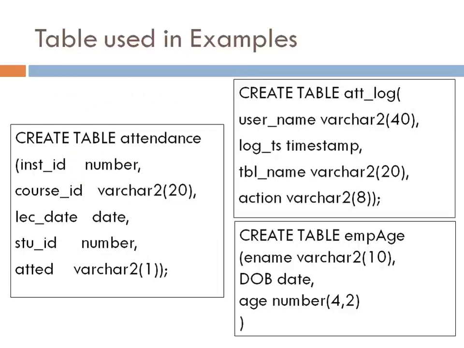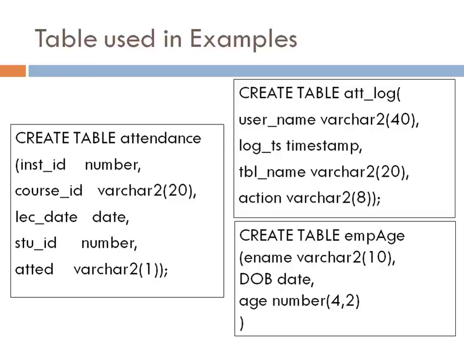So now we are going to discuss certain triggers with the help of some examples, and the tables which are used in these examples are: first is the attendance, and here the structure is instructor ID, then course ID, then lecture date, then student ID and the attendance.